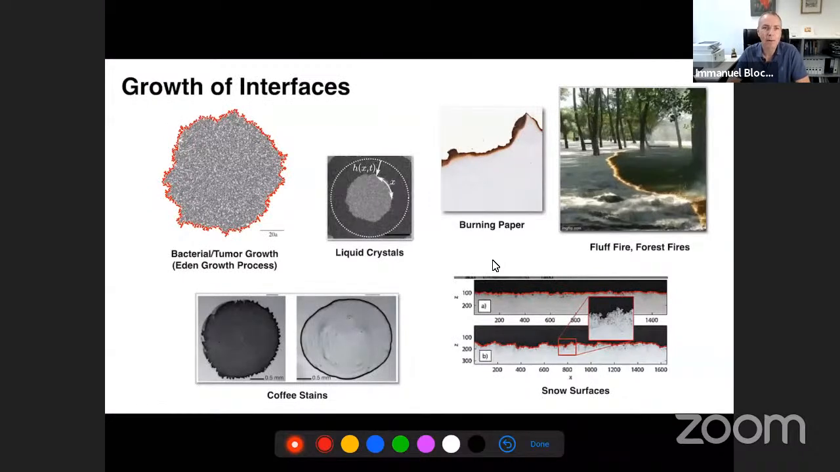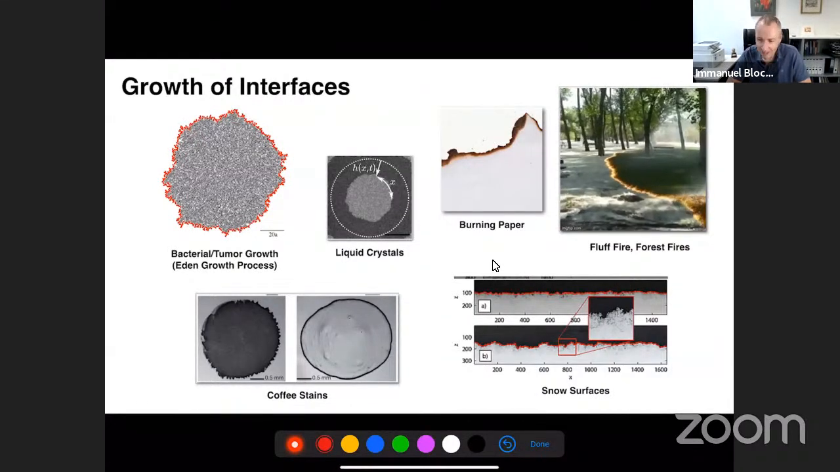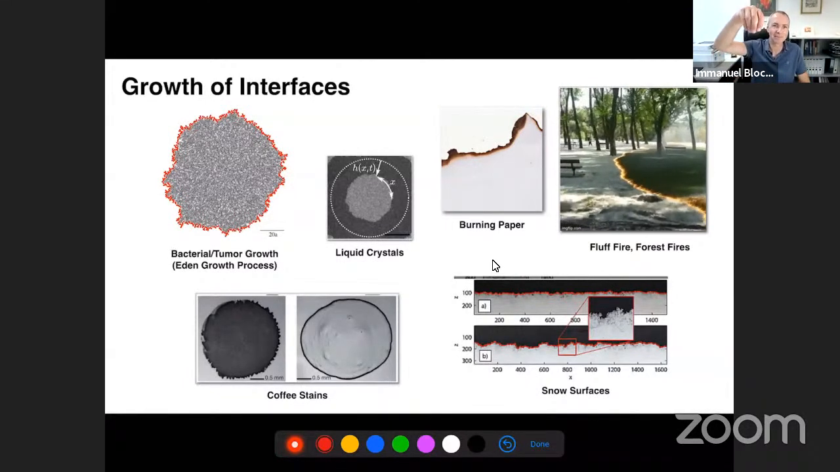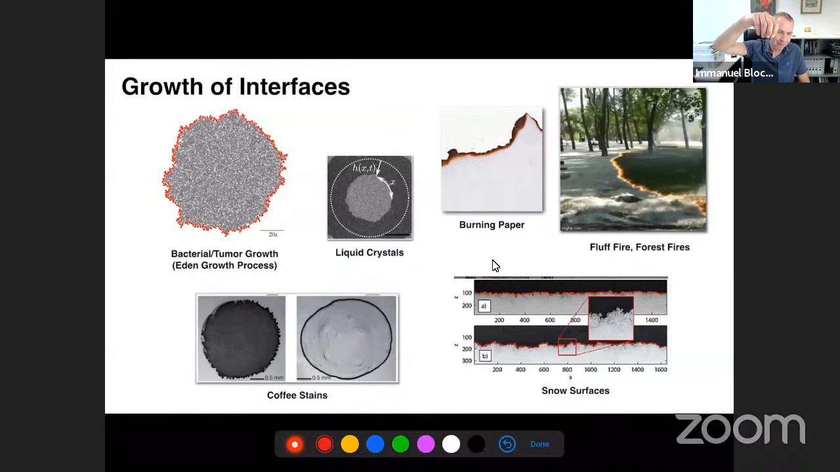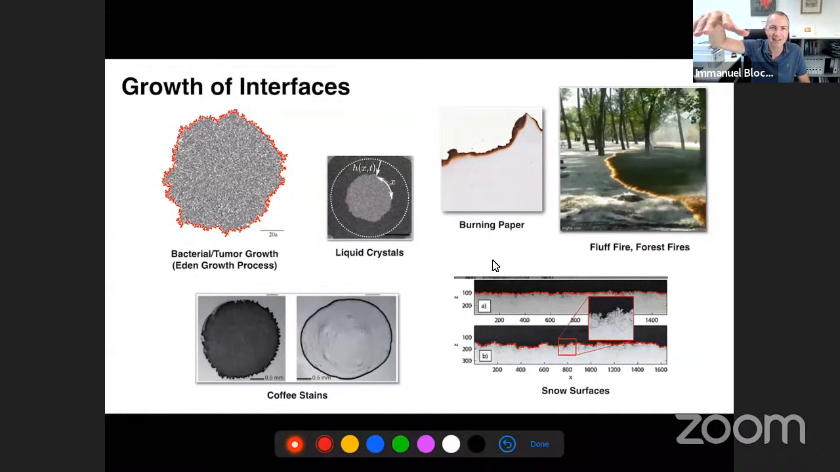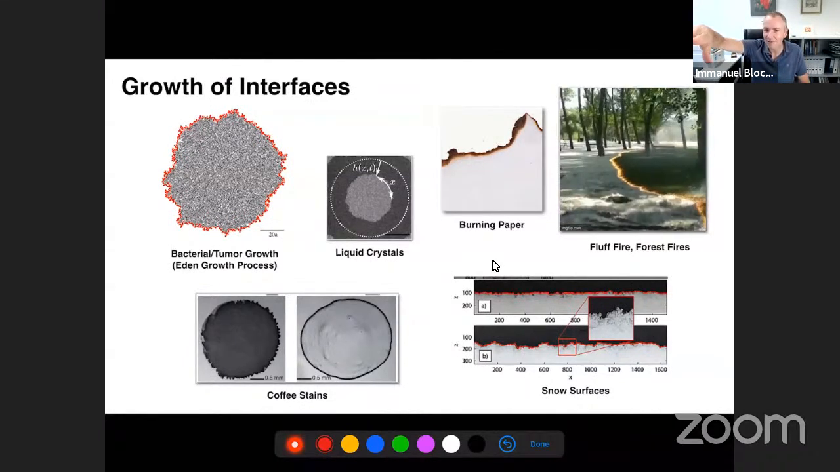As I said, it's about interface growth, and it actually occurs quite universally if you look at different phenomena. So you can have that in bacteria growing, tumor cell growth, liquid crystals, even coffee stains, burning paper, snowflakes. As I found out, there's this phenomenon that's called a fluff fire. There's this fluff from plants that grow in the spring, and they have sometimes covered the whole lawn with this fluff.